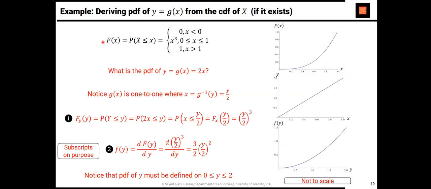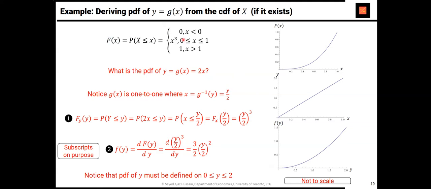Example. Someone gives me the CDF of x. It's x cubed, as long as x is between 0 and 1. You come along and say, what's up? Listen, y is always equal to 2x. And you insist that I find the PDF of 2x for you. Now you have to start thinking a little bit more carefully. Things are not so pretty anymore.